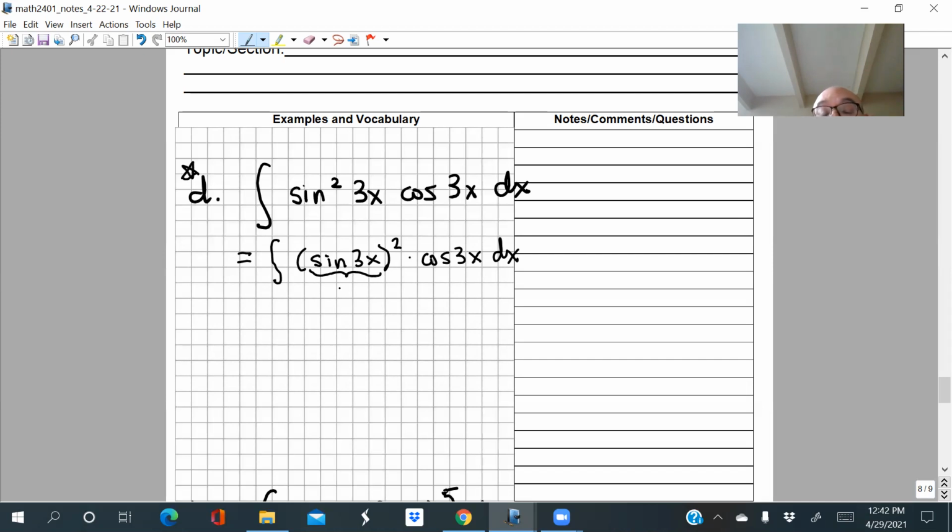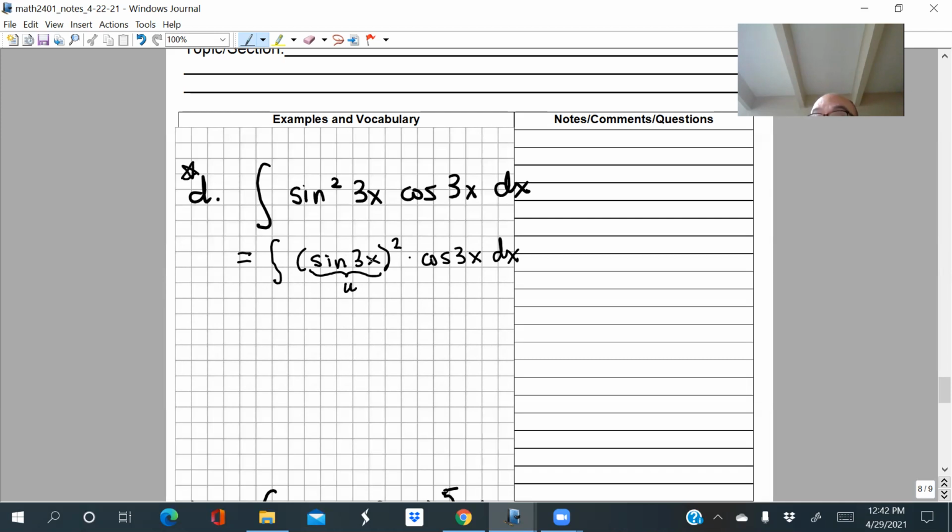We have sine of 3x, not just x. So instead of having just x raised to a power, x squared, we have this expression, sine of 3x, raised to a power. So it looks like this could be a possible substitution here. Substitute u for sine of 3x. So that's an available option.